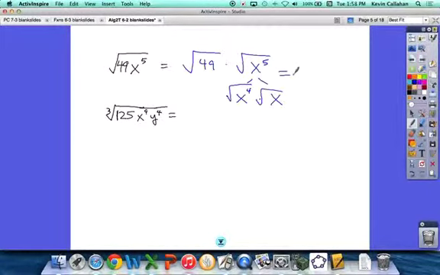So now we can do the square root. The square root of 49 is 7. The square root of x to the fourth is x squared, because 4 divided by that invisible index of 2 gives you x squared. And then we've got the square root of x, which cannot be simplified.